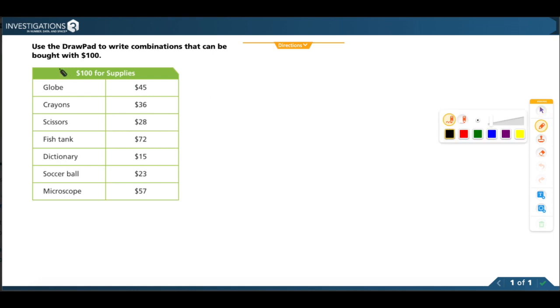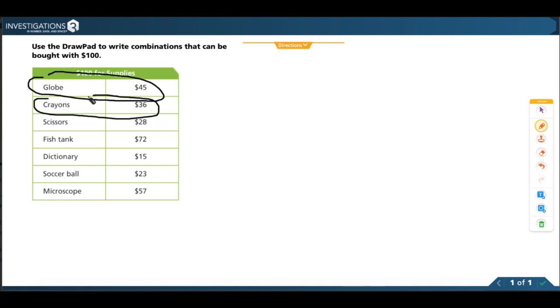Two things that I think we can buy are a globe and crayons. And without adding it exactly, what I can do is just round to make sure that our sum doesn't go over $100. So if it's a globe and it's $45, I see that this 5 means that I'm going to round up to make my tens place into 50, so I rounded it to 50. And then my crayons is $36.